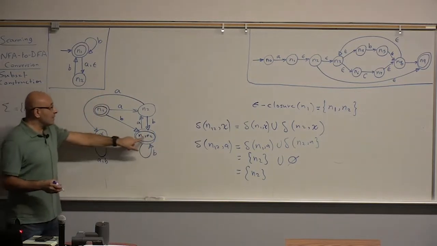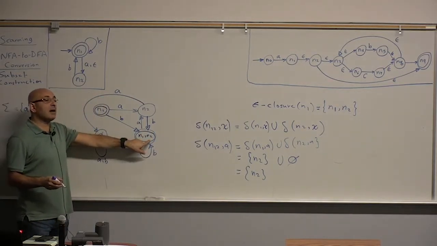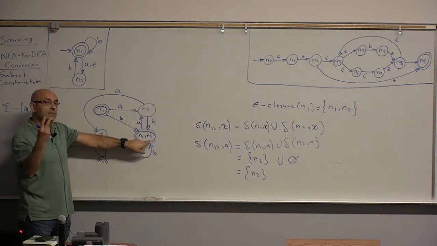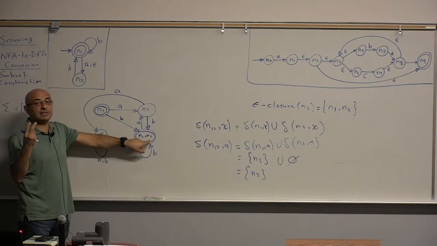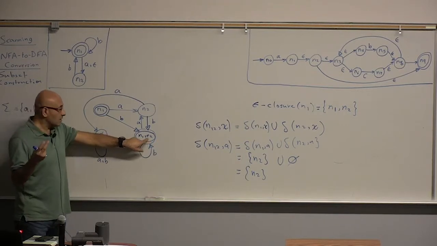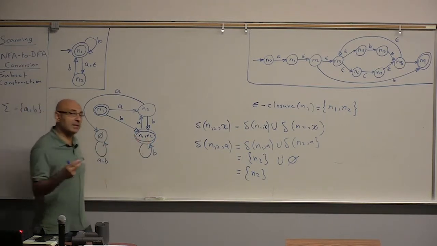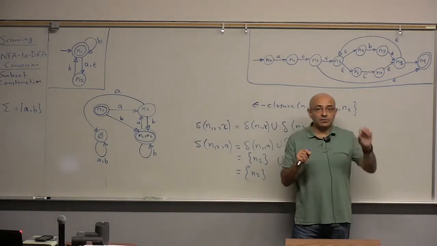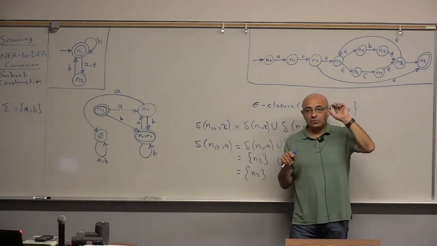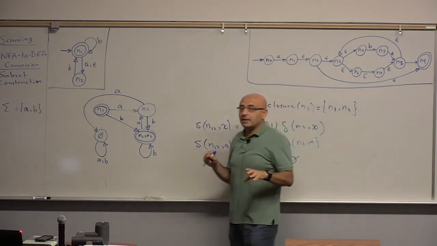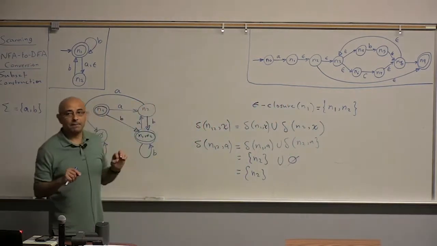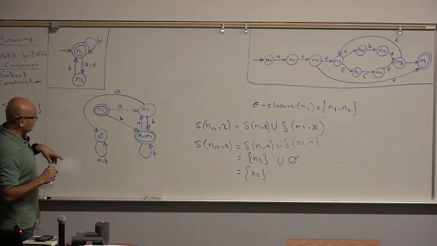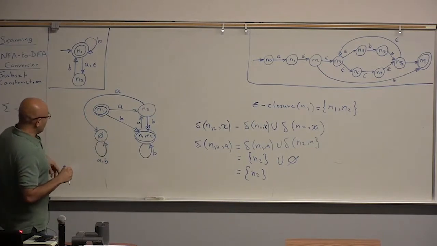Why? Because what this means is that I am either in N1 or in N2. There are two possibilities, but one of these possibilities is an accept state. So this means that I'm in an accept state. Remember that in the NFA, if you can find one path that takes you from a start state to an accept state, then that's enough to accept a string. So these are the accept states.